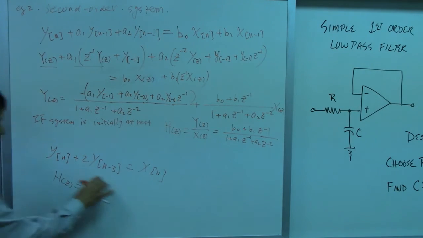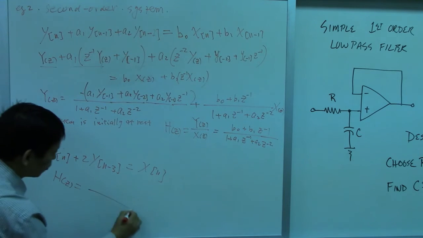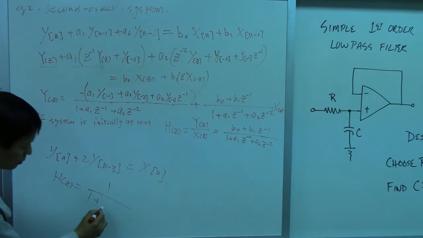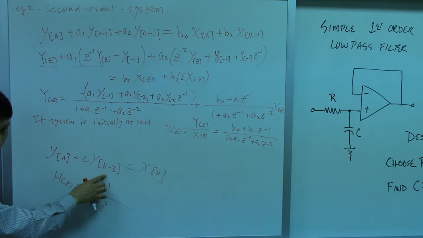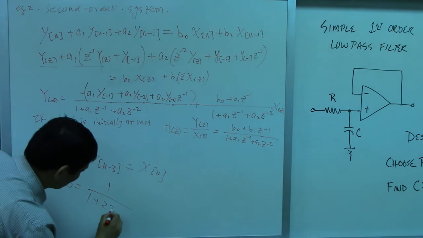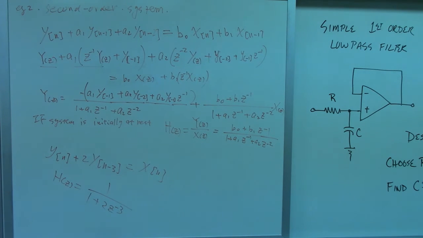Okay, so now tell me what is the transfer function here? 1. Why is this 1? Because that is B0 here. On the bottom, 1 plus 2 to what? Z to the negative... louder. 3. Okay, negative 3, good. Very easy, right? From here to here, it's a little bit easier.